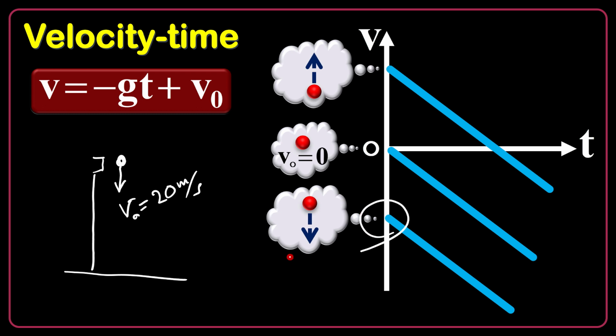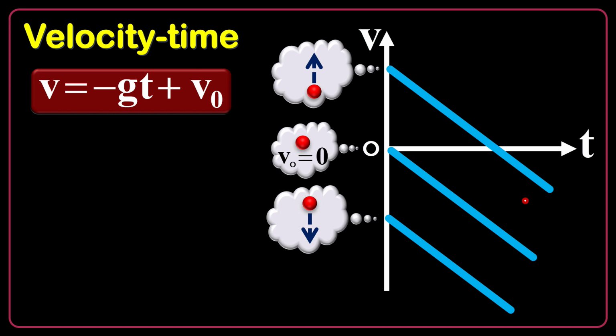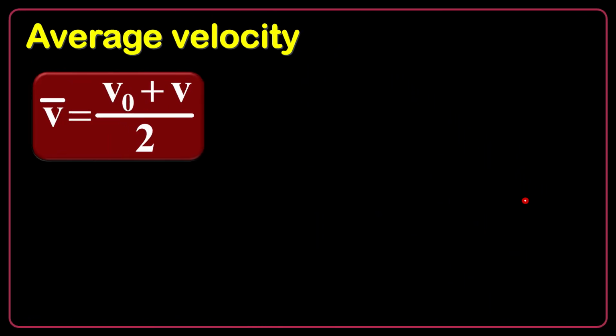It's very important. All the lines are parallel to each other. You know that because the acceleration is always negative g, in the v-t graph, free falling cannot have any crossing point with the other v-t graphs. So they are always parallel. It's very important. Okay, let's continue with the next equation, average velocity.